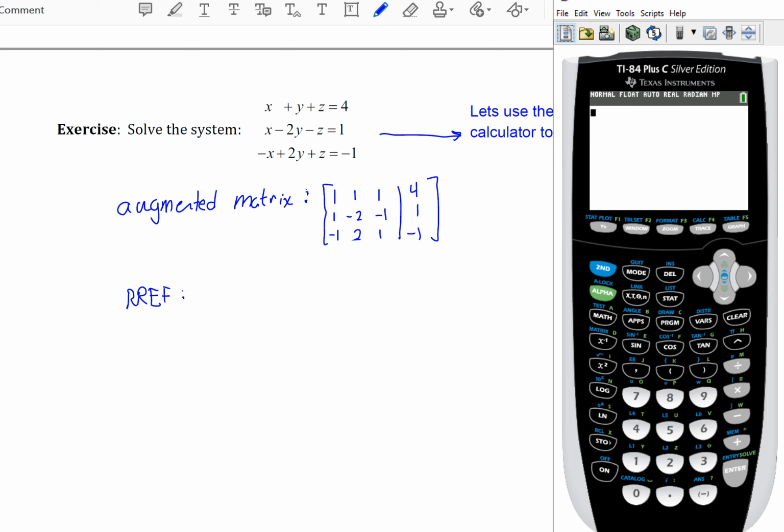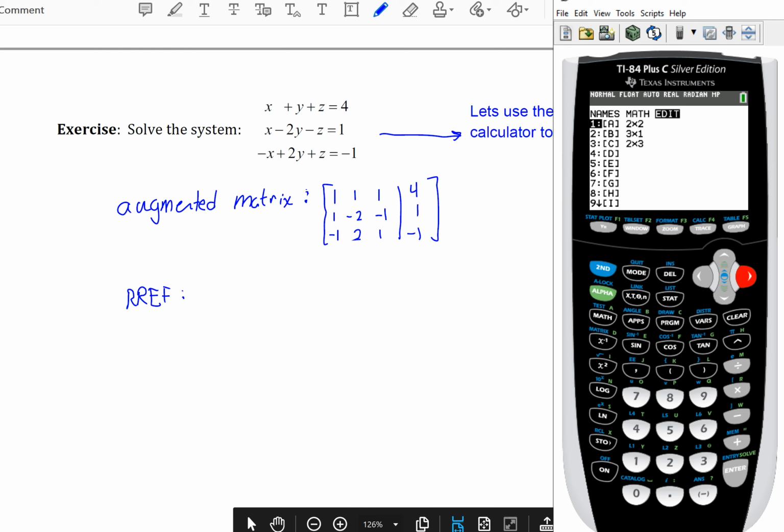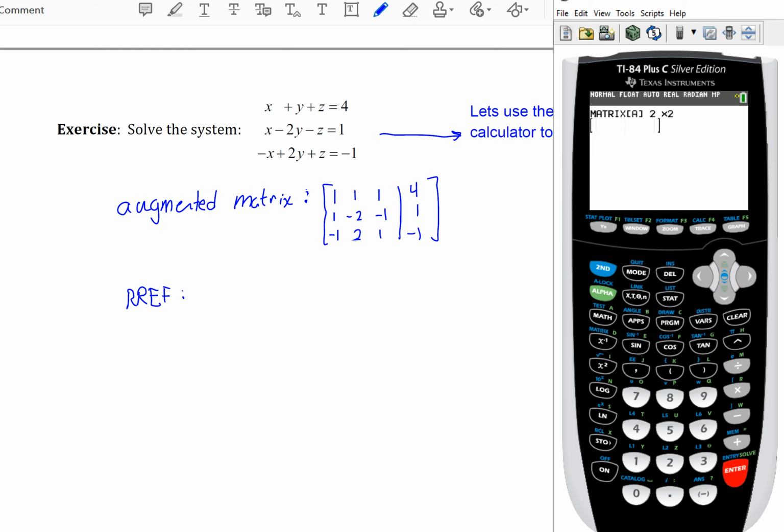So to enter your matrix into your calculator, you'll notice that the matrix key is located right next to this x to the negative 1 button. In my calculator, it's in blue, so I'm going to hit second, x to the negative 1 to open up my matrix menu. And the first thing I would like to do is edit a matrix. So we'll arrow over to edit, and I'm going to choose matrix A. Currently, matrix A is written as a 2 by 2, but we can change that. Let's change matrix A to be a 3 by 4. So 3 rows, 4 columns. And now let's enter in the values of our augmented matrix.